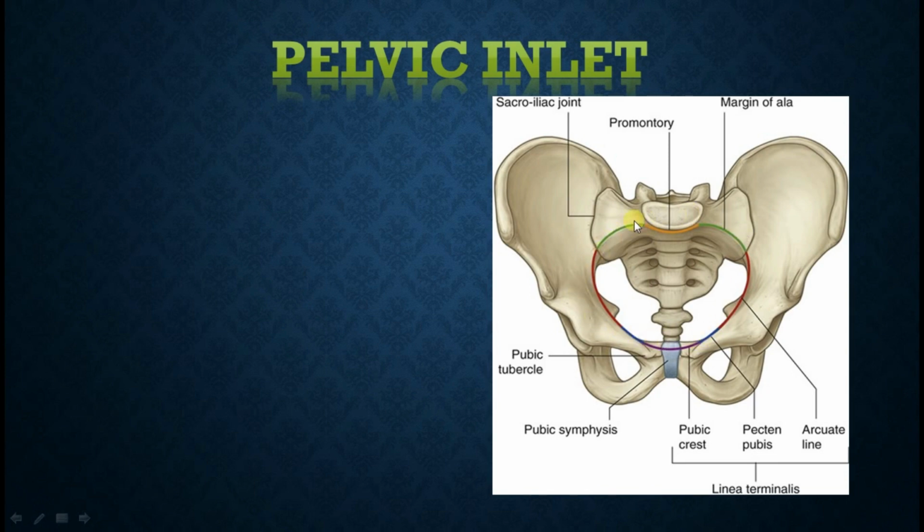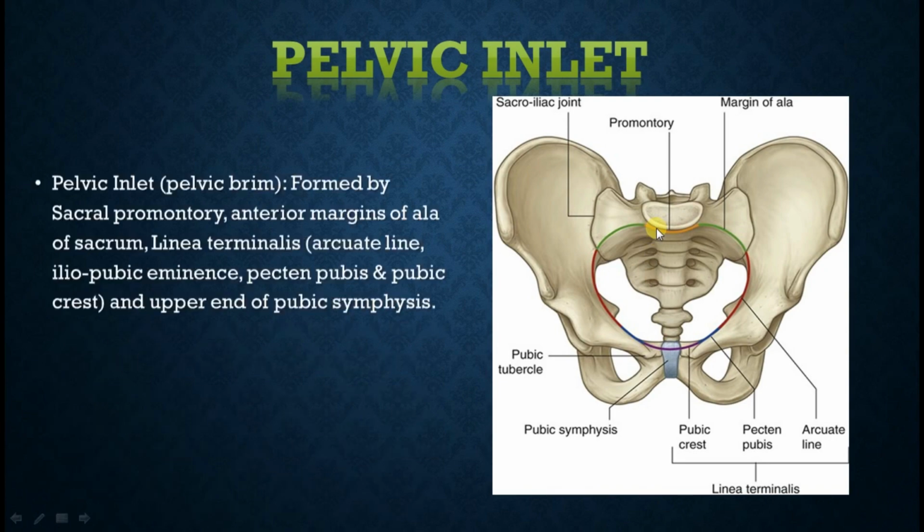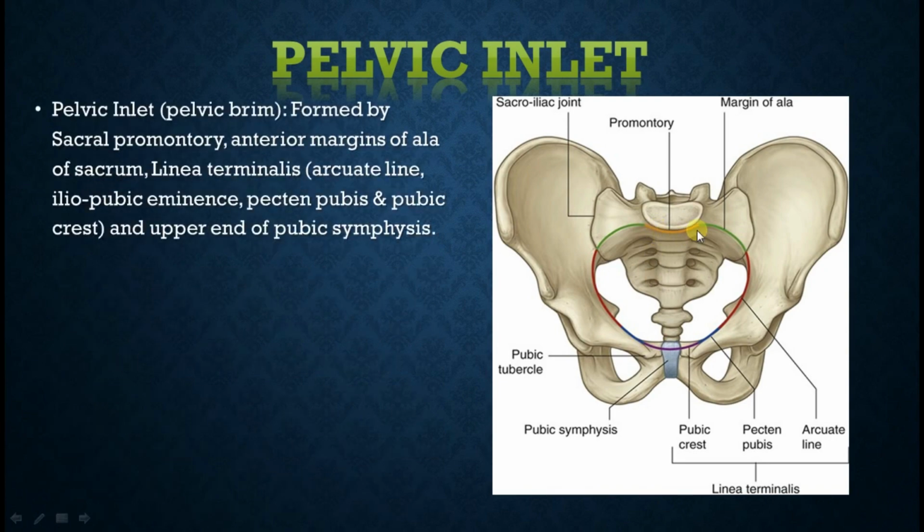It is formed by a continuous line by the sacral promontory, anterior margin of ala of sacrum, followed by the linea terminalis, which is formed by the arcuate line of the ilium, iliopubic eminence, then the pecten pubis.